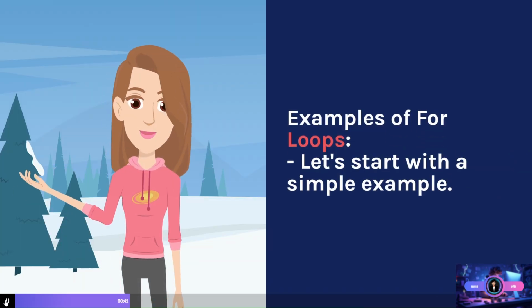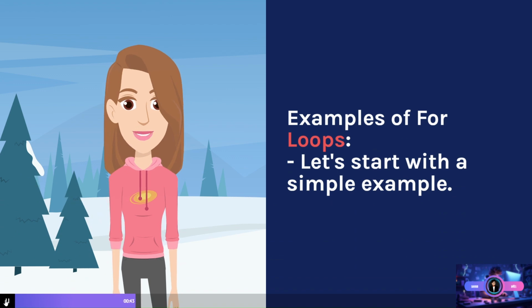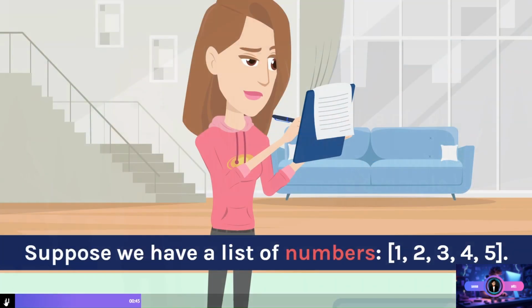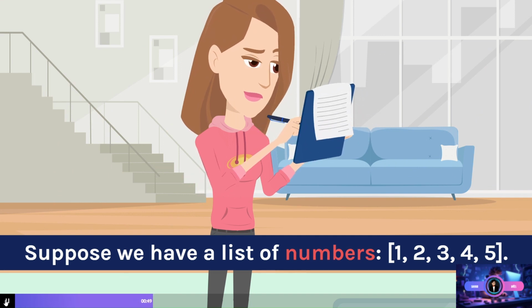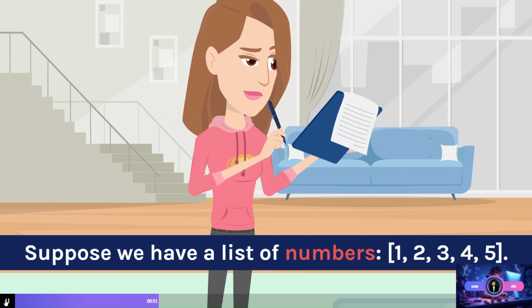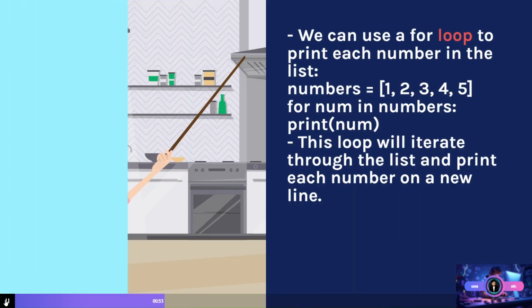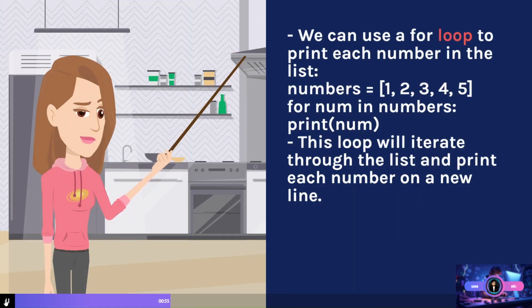Examples of for loops. Let's start with a simple example. Suppose we have a list of numbers 1, 2, 3, 4, 5. We can use a for loop to print each number in the list. numbers = [1, 2, 3, 4, 5]. for num in numbers: print(num). This loop will iterate through the list and print each number on a new line.